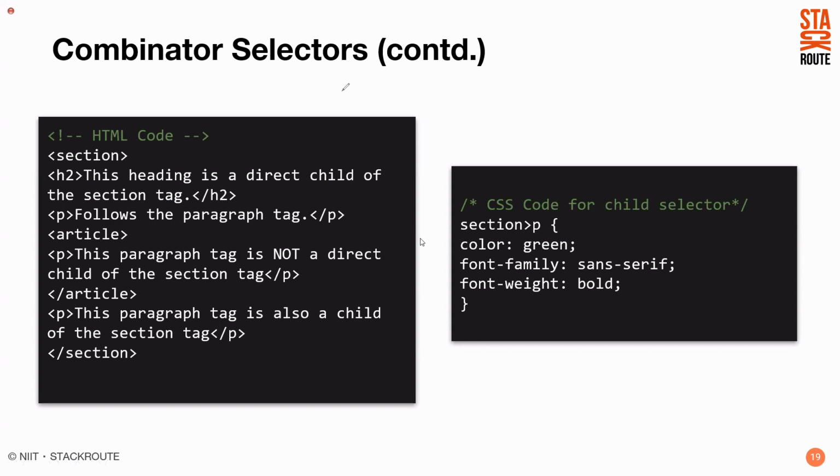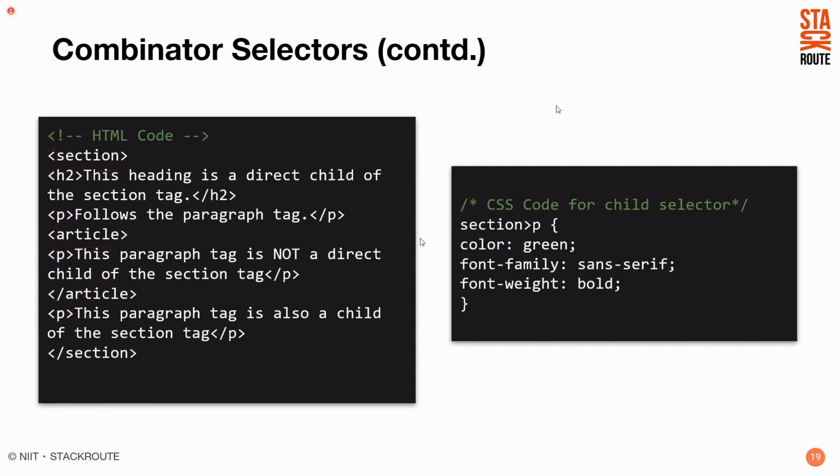So I have a section. I took a div and paragraph, but in your slide demo they have a section and paragraph. Inside the section you have paragraphs. For descendant, all the paragraphs will be applied. For child, paragraph 2 will not be applied because it is under an article. The adjacent sibling and general sibling are not applicable because I don't have any paragraph after the section.